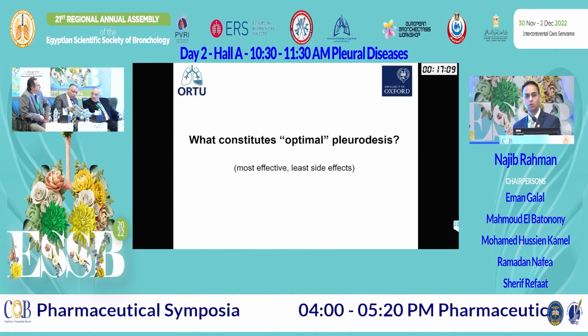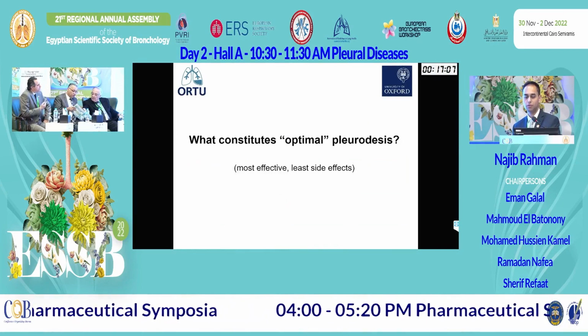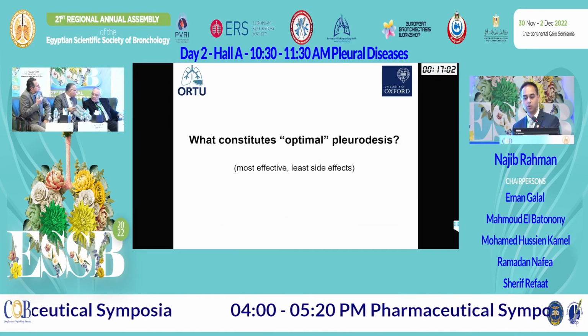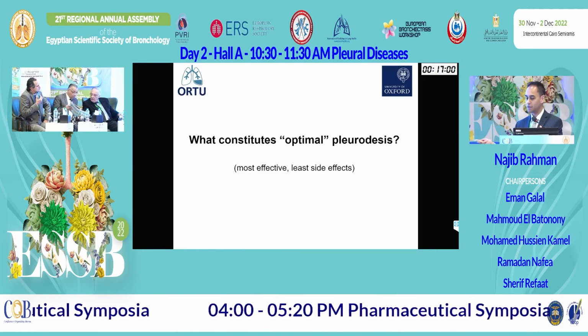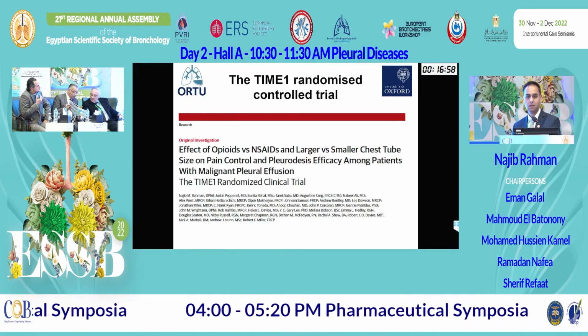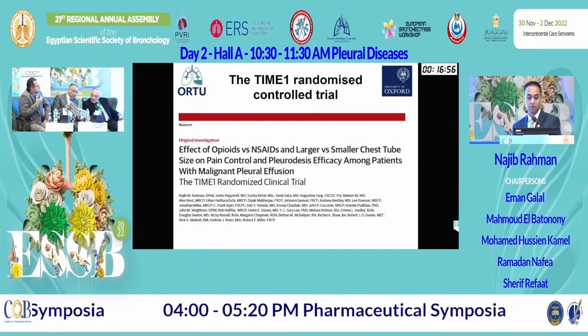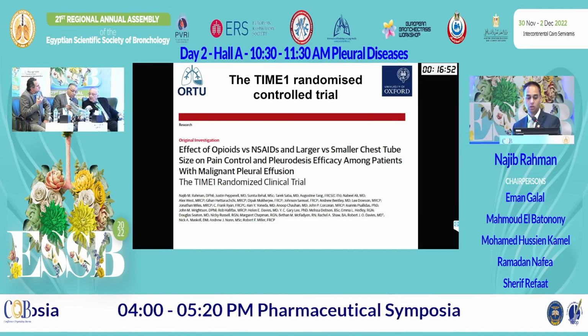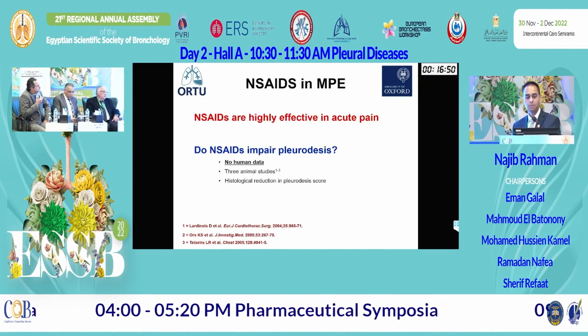So let's start with pleurodesis, because pleurodesis is our old friend, isn't it? We've been using it for 50, 60 years. What's optimal pleurodesis? That means most effective, least side effects. And this study, I think, helped to define this area. So this was my PhD project, actually, the TIME1 randomized trial. What did we do? Why did we do it?